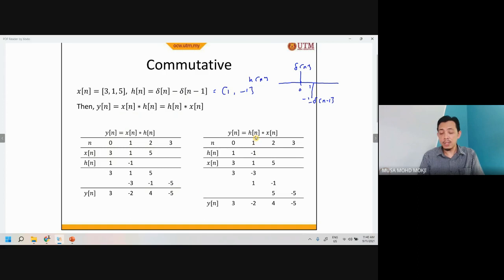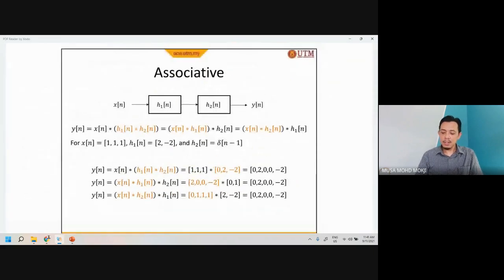And this one is when you do hn in front. We put hn first here: 1, minus 1, then 3, 1, 5. Now you multiply by 3 first, because this is the first one. So 1 multiplied by 3 is 3, minus 1 multiplied by 3 is minus 3. Then do that again, you get 1, minus 1. This is 5, minus 5. Do the summation, you should get the same value. This yn and this yn should be equal. So it doesn't matter which one you do first.